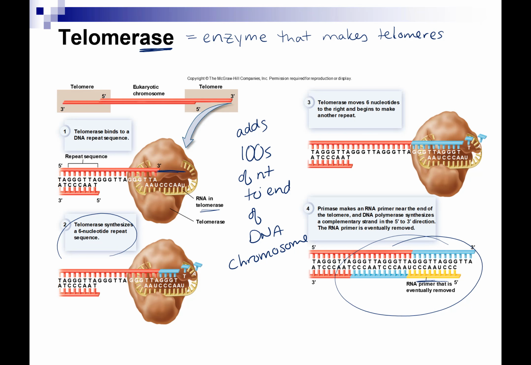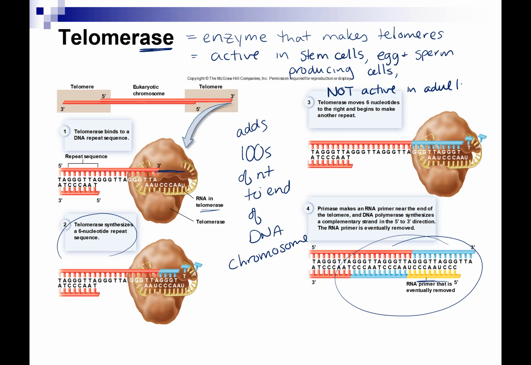Telomerase, this enzyme, is active in stem cells, and stem cells are kind of like the baby cells that you have that generate all of your new cells. It's active in egg and sperm producing cells. But it's not active in adult cells. So once your cells become, say, a skin cell or a liver cell or a muscle cell, the telomerase is shut off. And that's when your telomere shortening starts to happen.